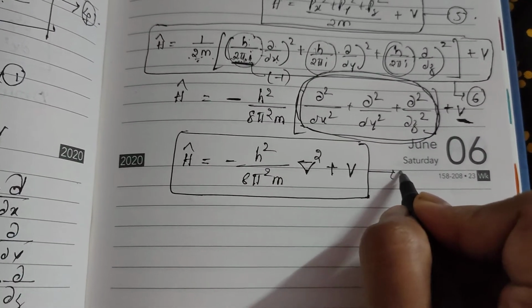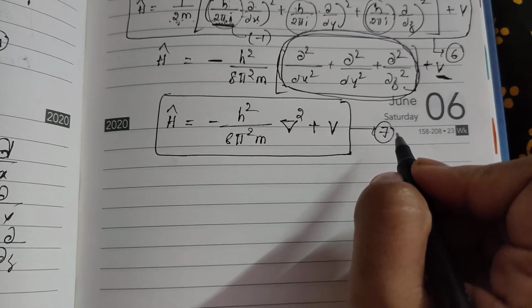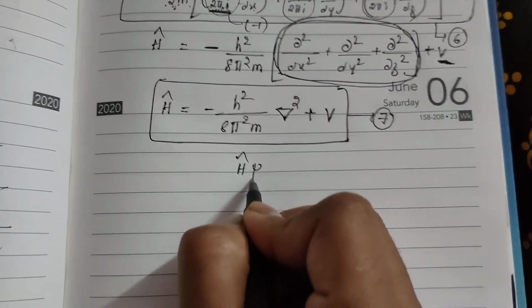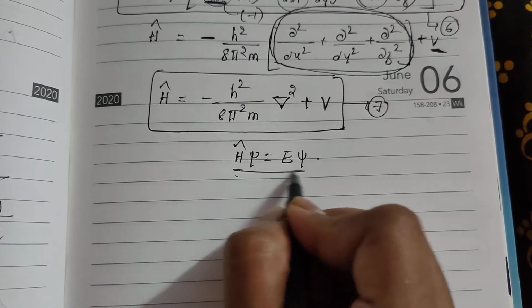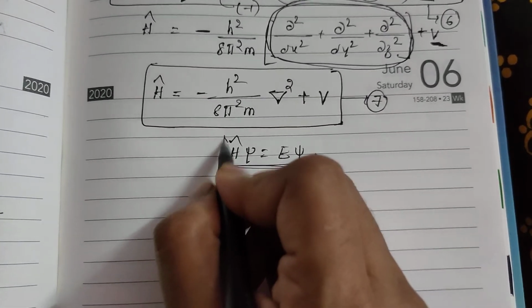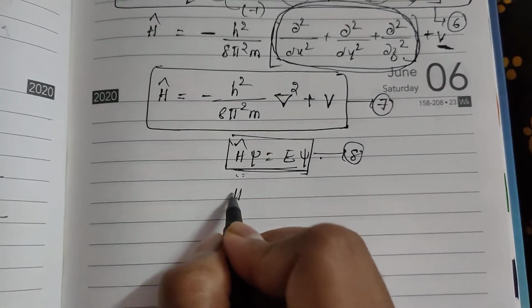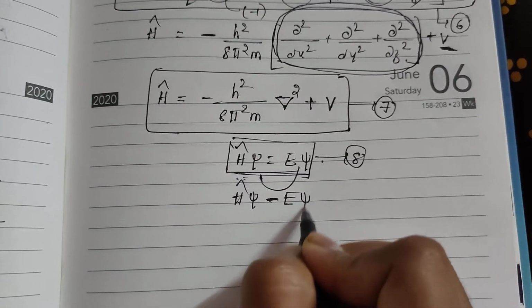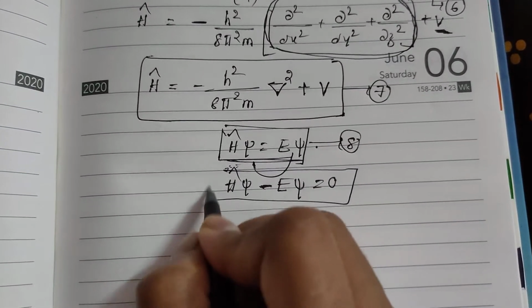Consider this as equation number 7. As we know from the third postulate of quantum mechanics, we can write the Hamiltonian operator equation: H cap psi equals E psi. Consider this equation number 8. If you take the E term to this side, H cap psi minus E psi becomes 0. Consider this equation number 9.